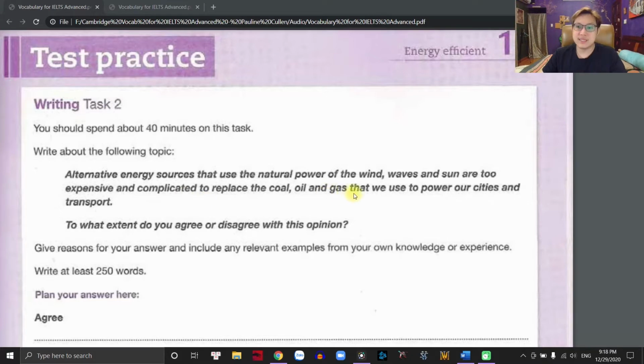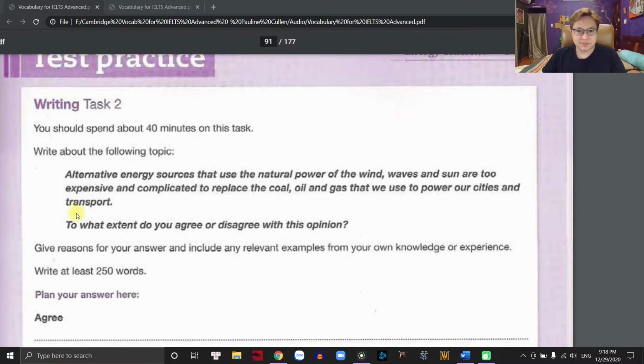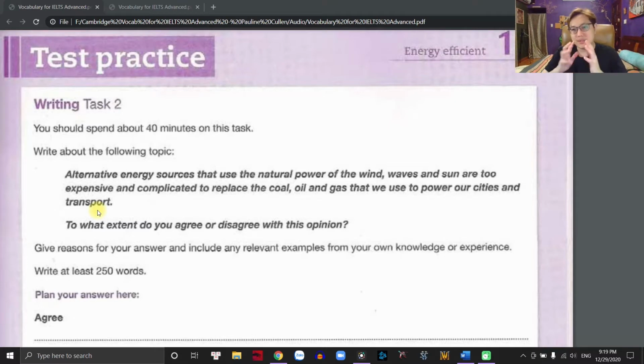To replace the coal, oil, and gas. So these things are fossil fuels. Những cái này đại diện cho cái gọi là fossil fuel, nhiên liệu hóa thạch đó, that we use to power our cities and transport. So the scope of this essay is to power our city and transport. It's just that. Cái phạm vi của cái bài luận này nó chỉ bao trùm cái chuyện là vận hành thành phố và cái phương tiện đi lại thôi, chứ nó không có nói về những chuyện khác. Cho nên là cái phạm vi của cái bài này nó co hẹp lại. So the scope of this essay is now shortened, or it is made smaller.